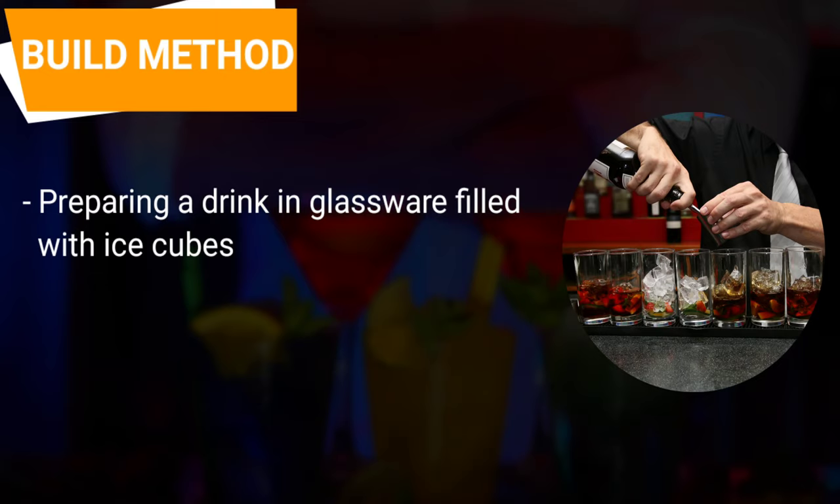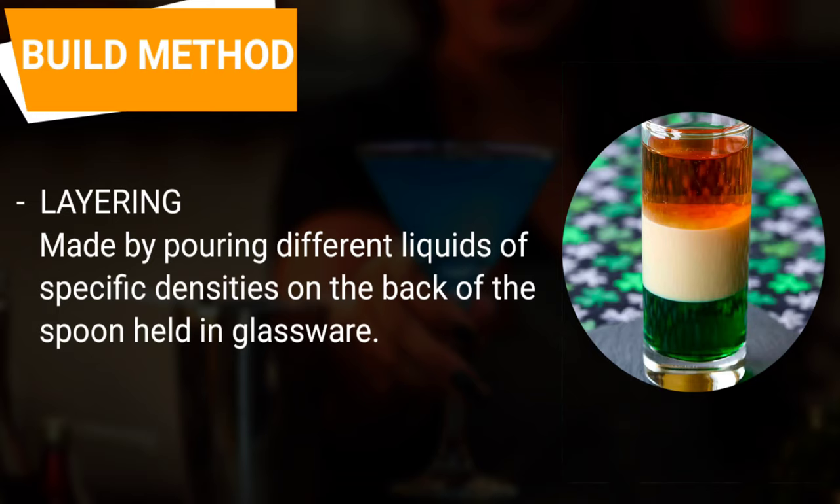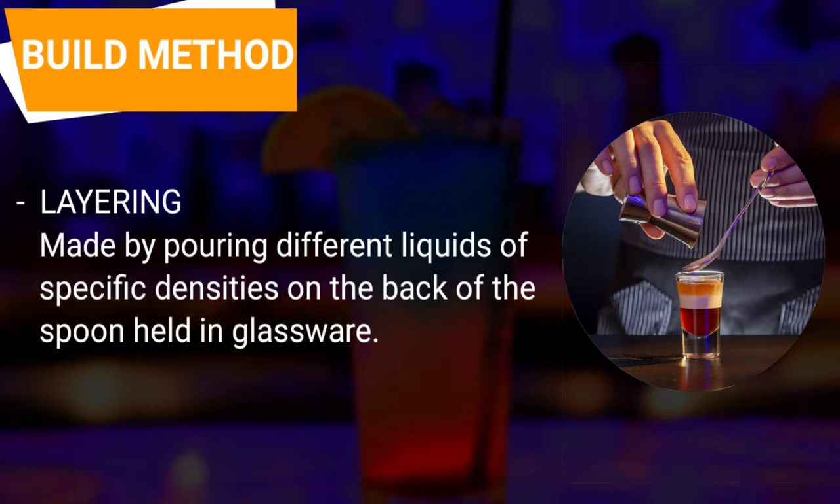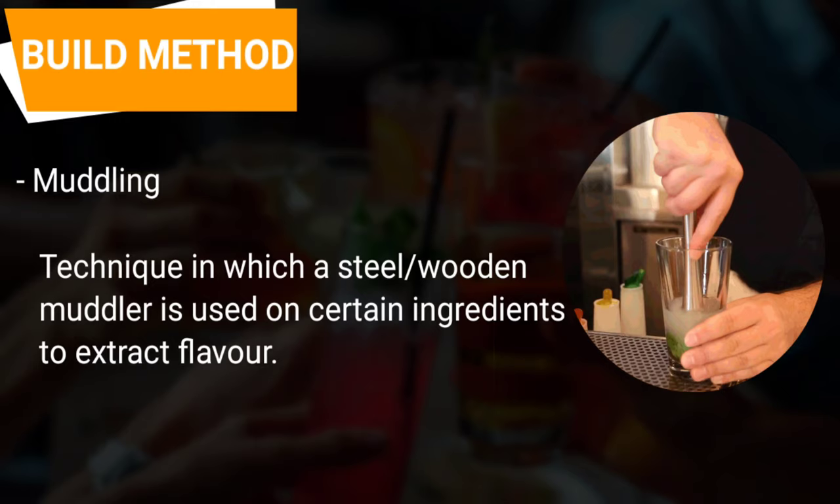Built method is a method that involves preparing a drink in glassware filled with ice cubes, followed by ingredients poured one after the other. Layering is made by pouring different liquids of specific densities using the back of the spoon. Muddling, falling under the category of build method, is a technique in which a steel or wooden muddler is used on certain ingredients to extract flavor.